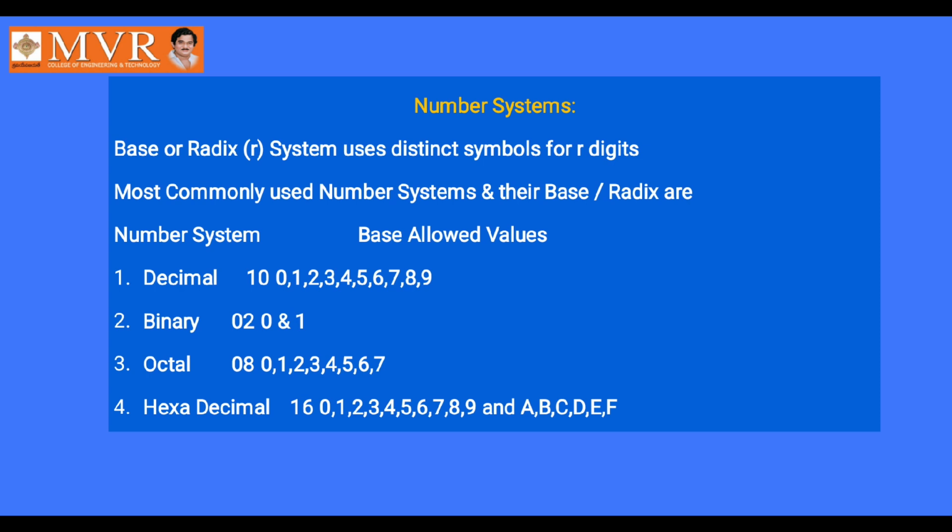Remember here, in the octal number system, beyond 7 there is no octal digit. For example, if anybody gives you the octal number 279 to convert into decimal or binary, without converting you can say 279 is not an octal number, because in the octal number system the allowed values are only from 0 to 7.